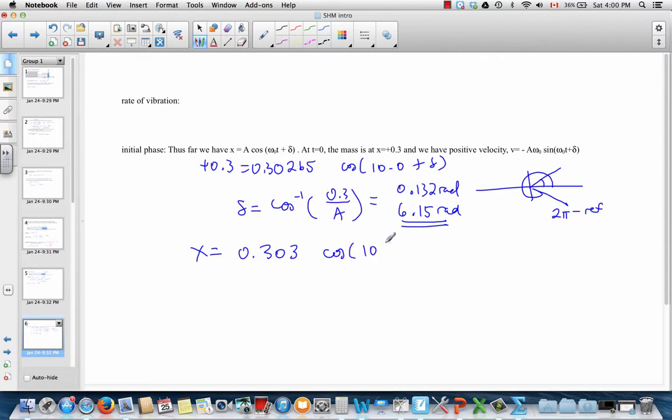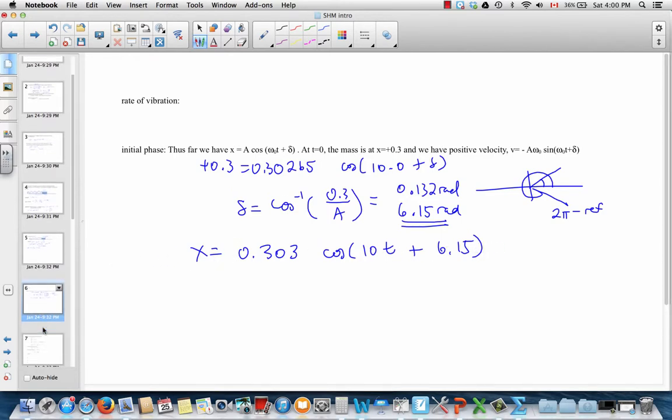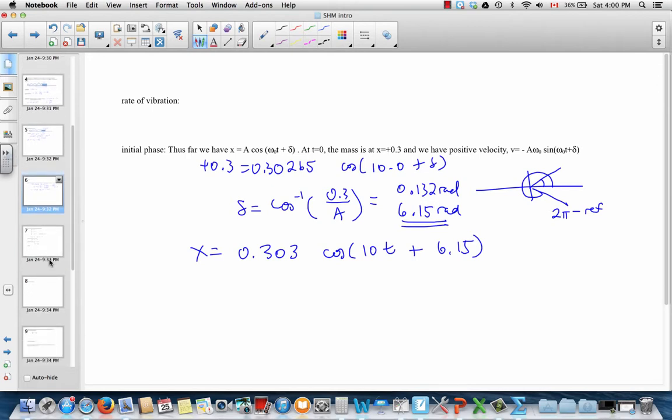We can now conclude that our initial phase must be 6.15 rads, and that is the position as a function of time for that second case where the mass was initially moving. So those are some typical first-year physics problems related to simple harmonic motion.